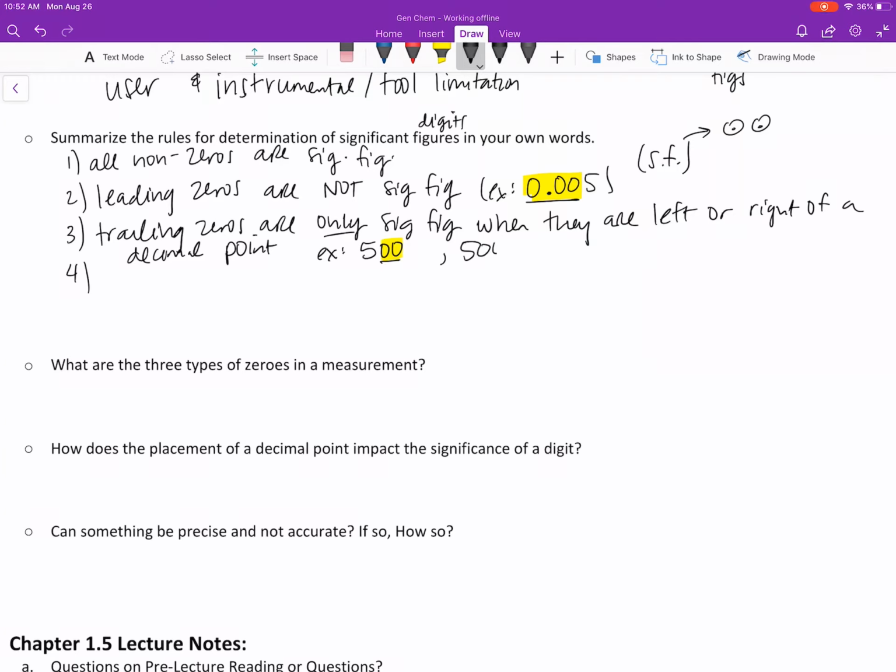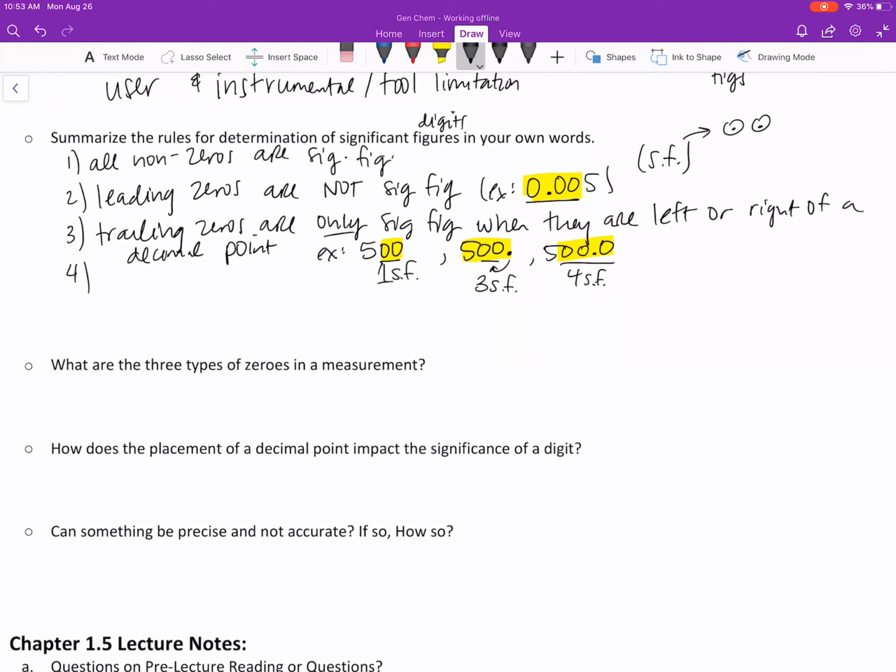To show you what it means to be to the left and the right, if I write 500 with a decimal place, now these zeros are to the left of a decimal place and they are significant, which means this has 3 sig figs, whereas this one only had 1 sig fig. Okay, and then if I continue on with my example, the 2 zeros to the left, the 1 zero to the right gives this 4 sig figs.